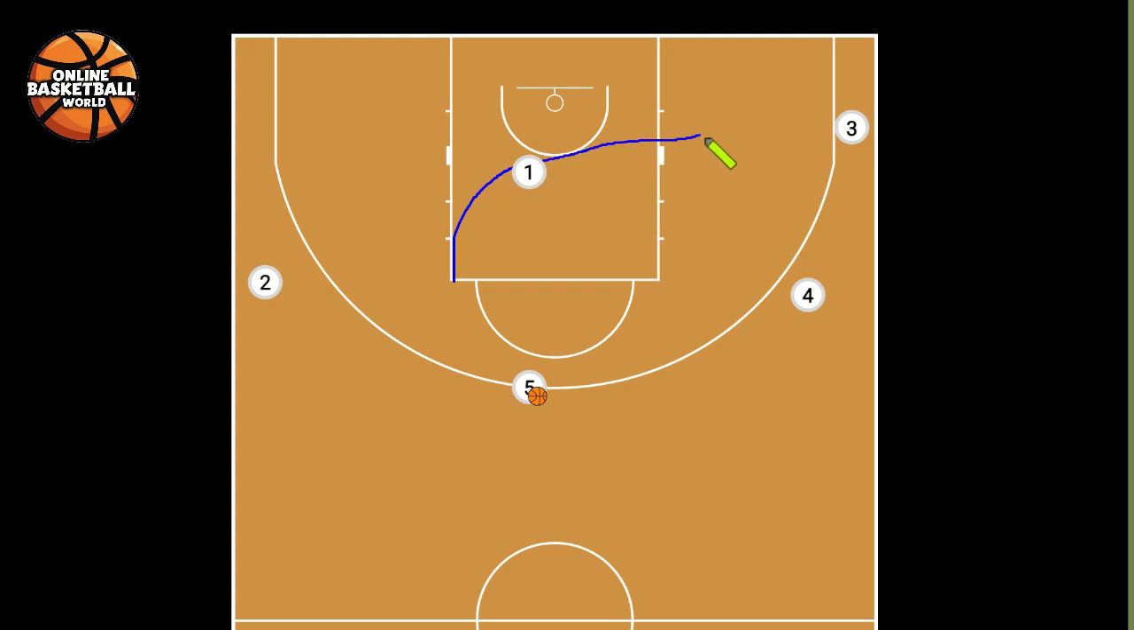So number one is going to continue moving over here to where number three is, and number one is going to set a hard screen here for number three. So number three right now is getting screened on by number one. Now, number three is coming off of that screen, and this is where their flex cut happens. So number three is then cutting hard to the rim for their flex cut. We're going to try to get the ball into number three.